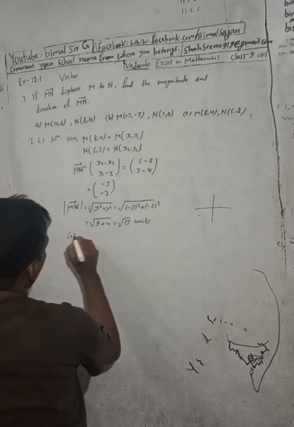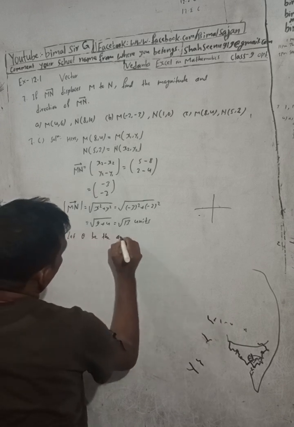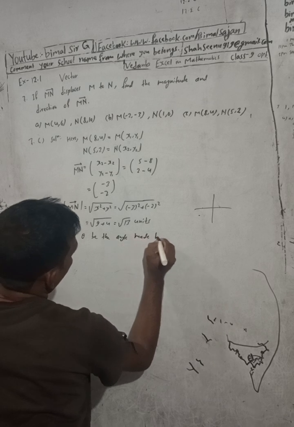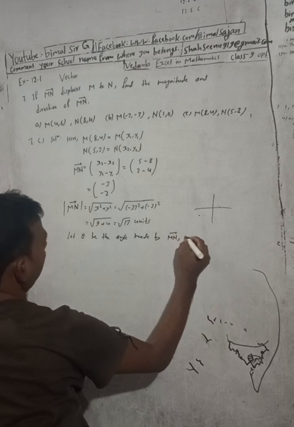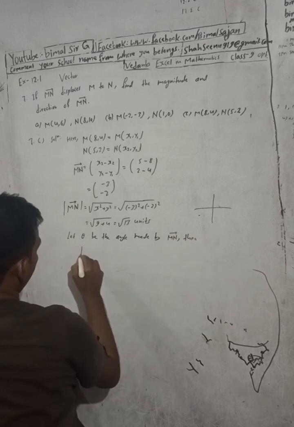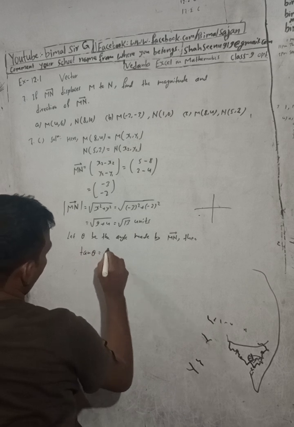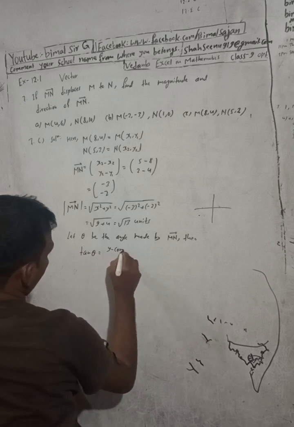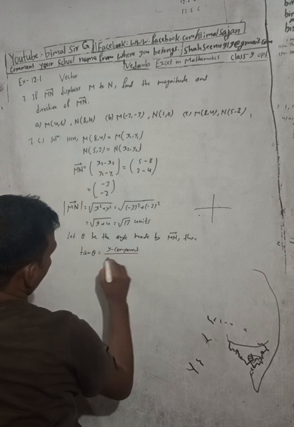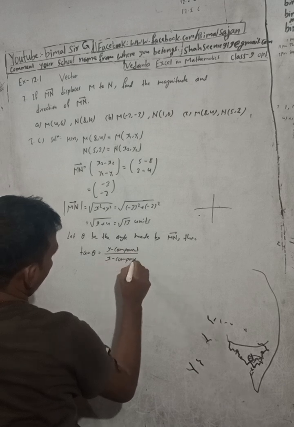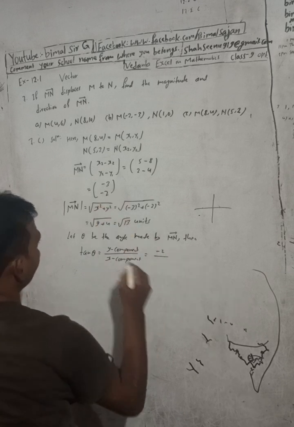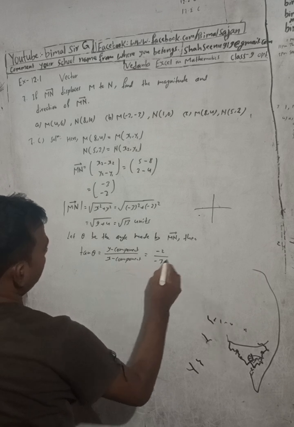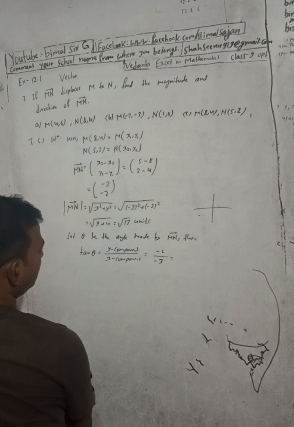Let theta be the angle made by the vector. Then tan theta is given by the y component by the x component, and the y component is minus 2 and the x component is minus 3. So when we got this answer, how much did we get here?